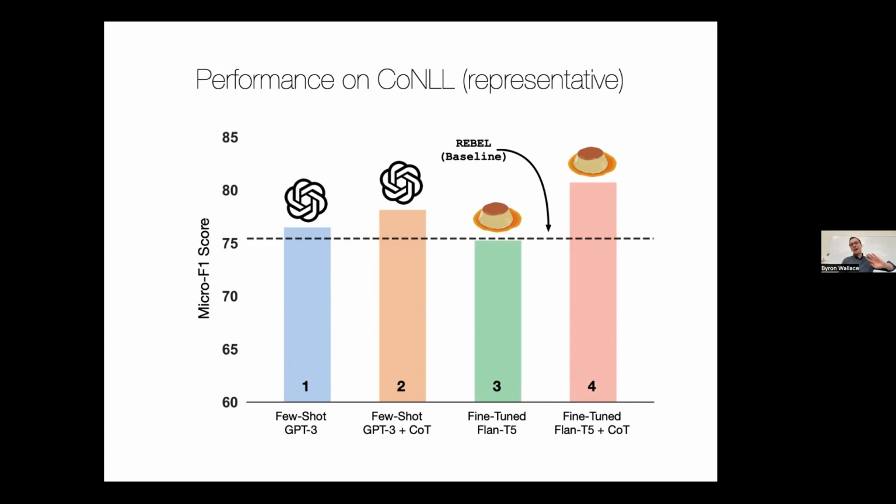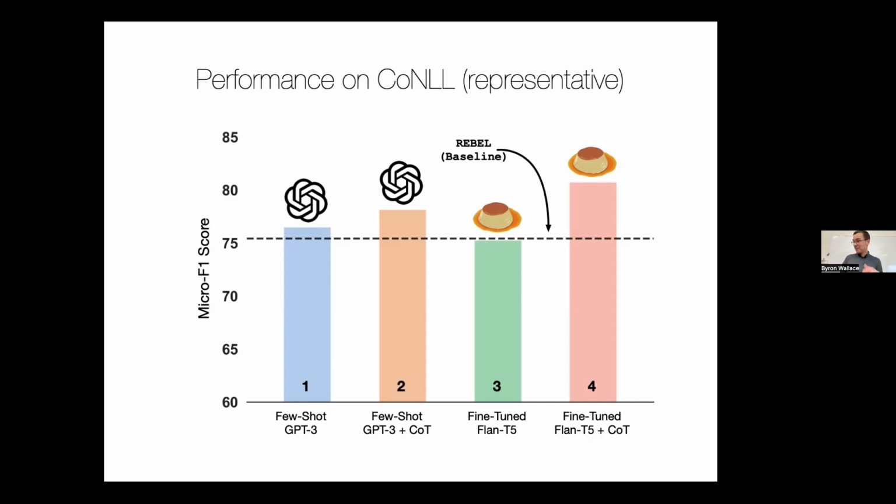So if you just fine tune Flan T5, I think this is large, on the train set, you get about the same performance as Rebel, which makes sense. It's about the same size, I think. And so that's pretty much what you would expect. What's interesting is the pink one, the bar 4.